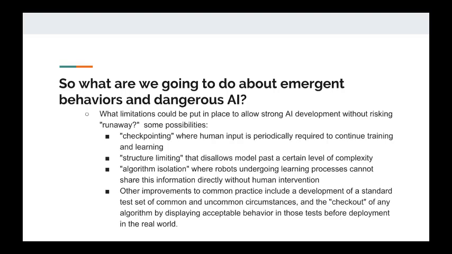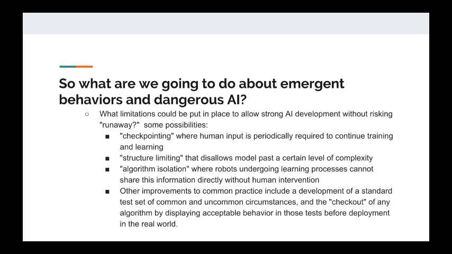The common practice should be, I think, to develop a standard set of test sets with common and uncommon occurrences. People are doing this with self-driving cars. The idea of saying, I'm going to come up with a bunch of challenging scenarios that I will always demand that my car succeed in. And anywhere that we find an outlier, a scenario that we didn't see, any kind of edge case, we add that to the set so that it can't happen again, and things surrounding that.